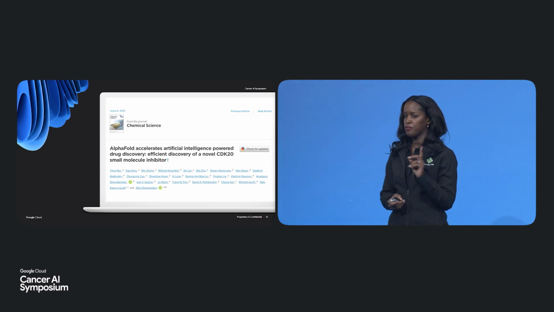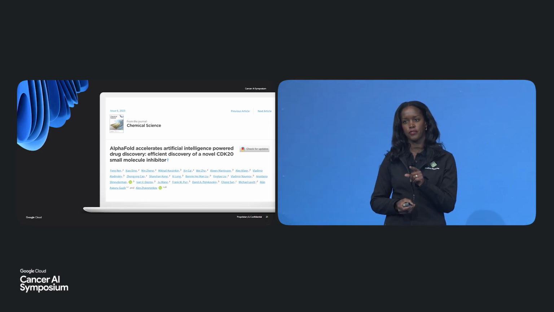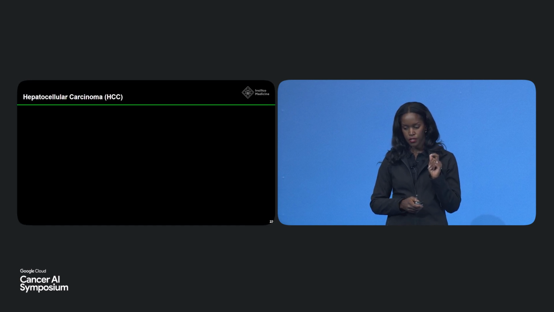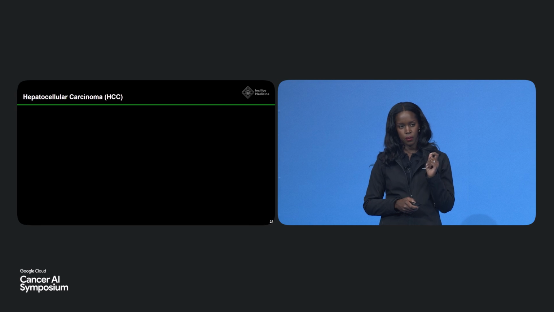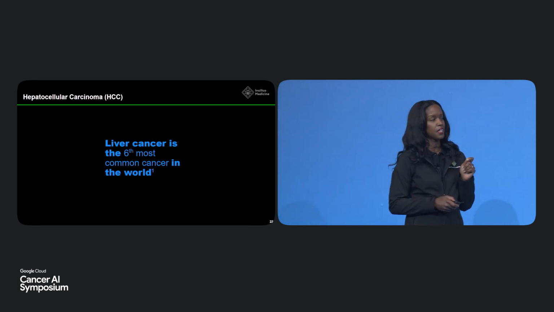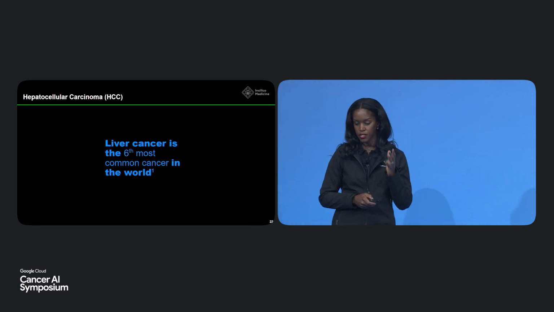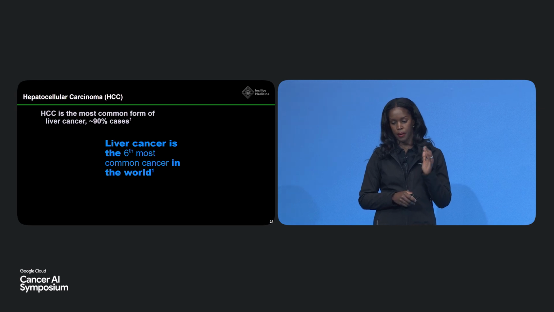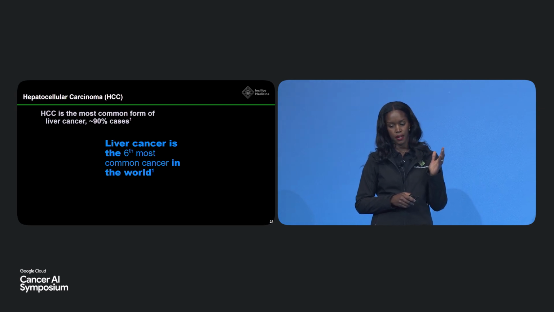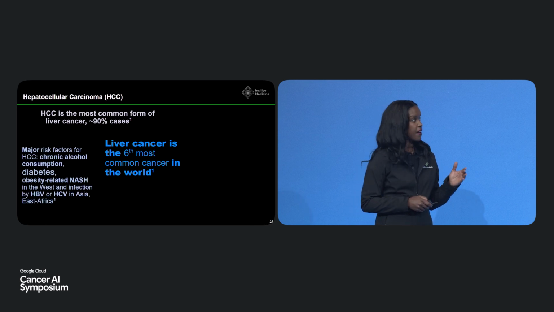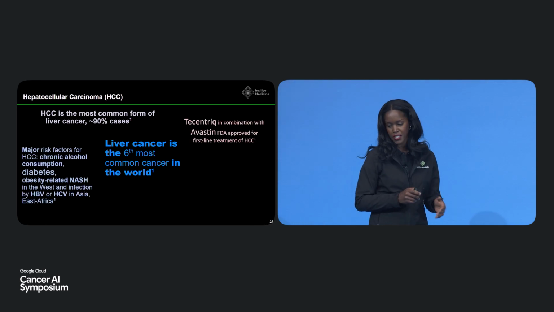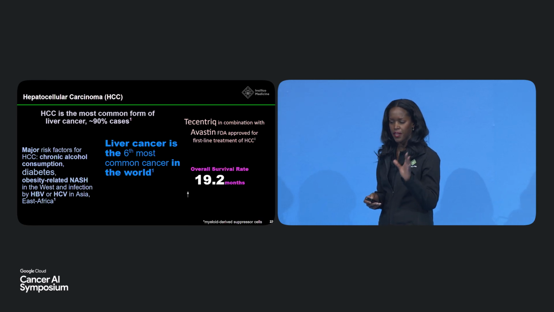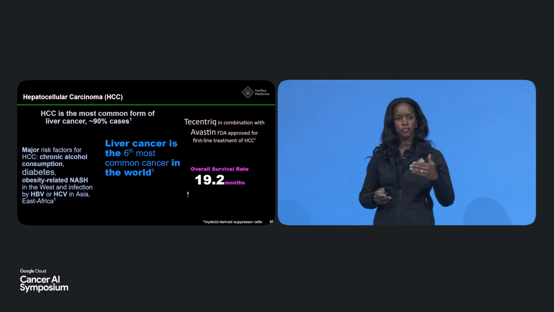And like I said, we were one of the first people to try to take AlphaFold 2 derived structures and experimentally validate them. So we took a disease that had high unmet need, hepatocellular carcinoma. It's a liver cancer. It's the 6th most common cancer in the world. Most of the cases of liver cancer are hepatocellular carcinoma. Major risk factors include those that I've shown above. I'm running out of time, so I'm going to move a little faster. Standard of care is not that great. Basically just increases the overall survival rate of patients with this disease by about 19 months.